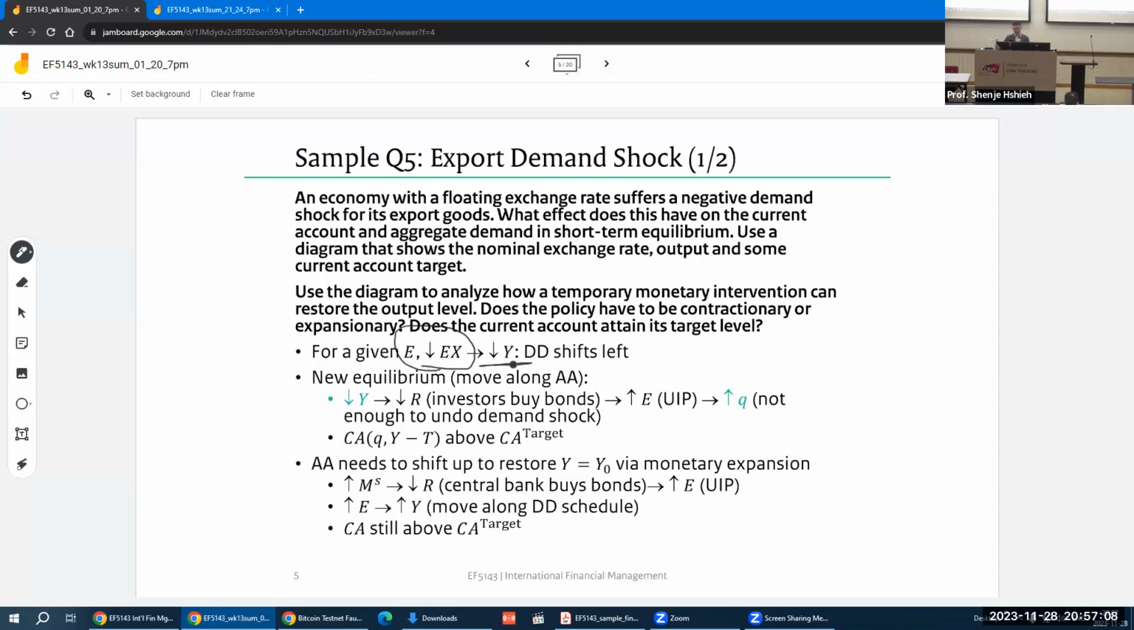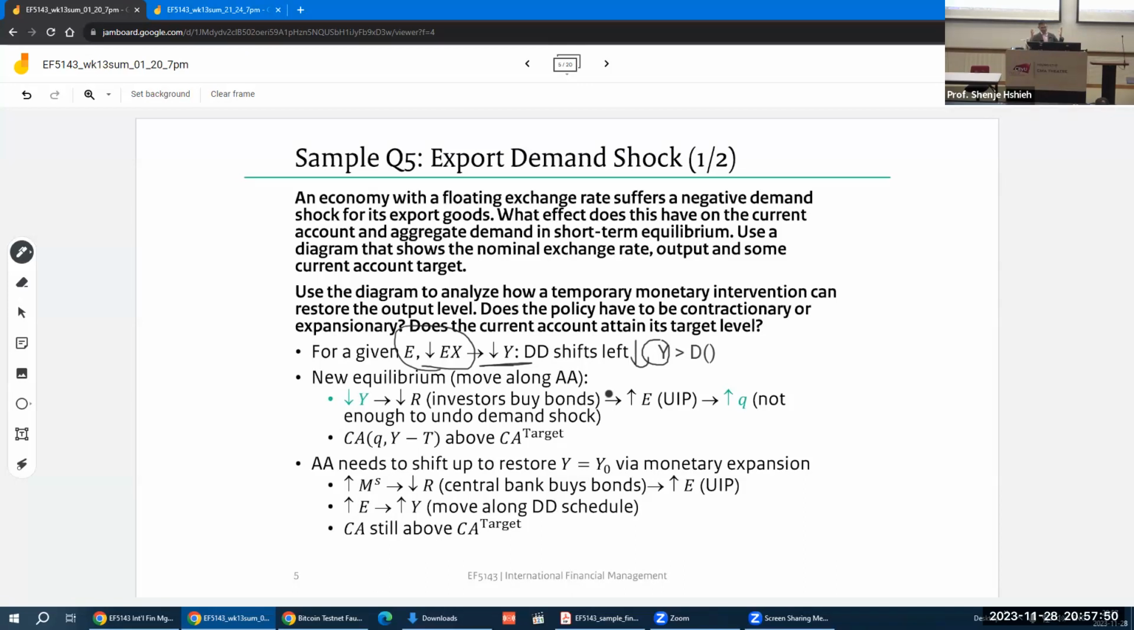And as a result, Y has to drop, because we learned from our Keynesian cross or aggregate demand equation that when you have CA dropping, Y has to decrease. So to review the idea, the Keynesian cross says demand creates supply. If there's less demand, the supply will go down. That's the intuitive mechanism at play.